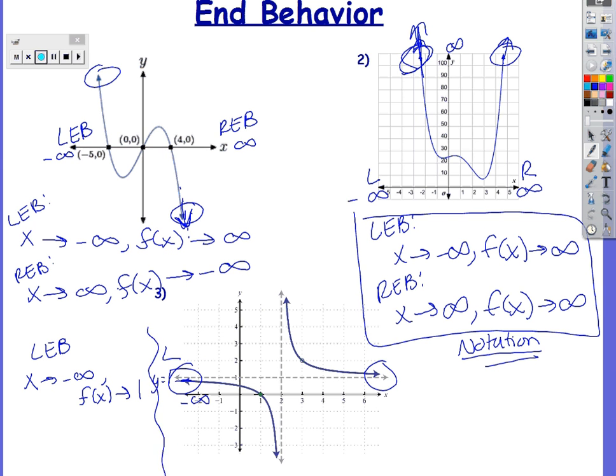Okay? Where the right end behavior, as x approaches positive infinity over here on the right side, where x is getting larger, again, the y values are approaching this asymptote at 1. Okay? Alright, 3 different types of end behavior.